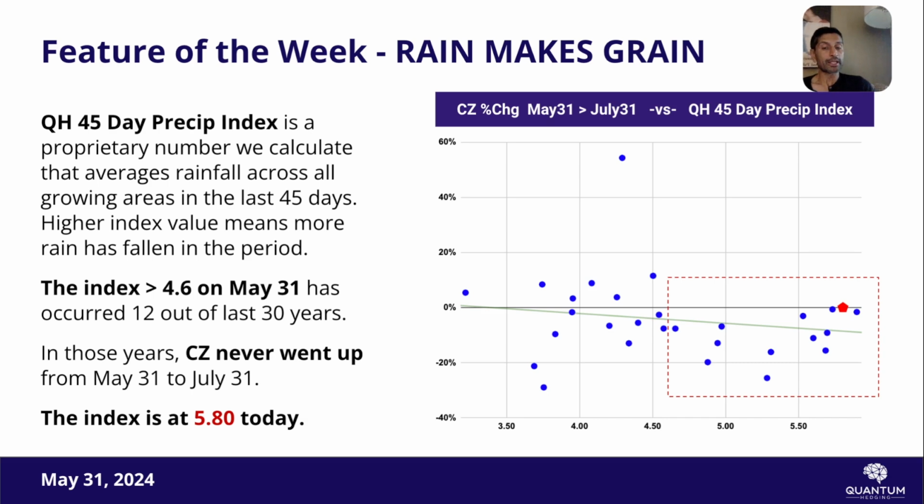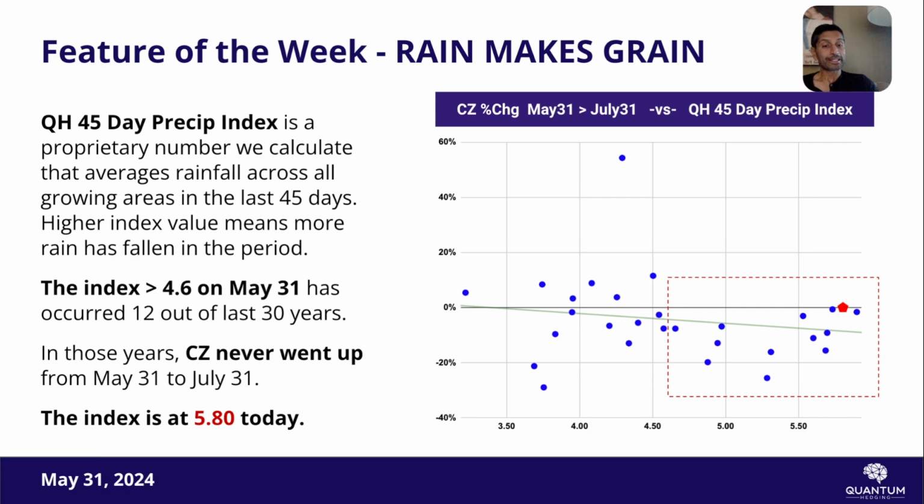When the index on May 31st was greater than 4.6, that happened in 12 out of the last 30 years. In none of those years were we higher on July 31st. Was the corn price higher on July 31st than it was on May 31st? Every single one of those 12 years, it went down.